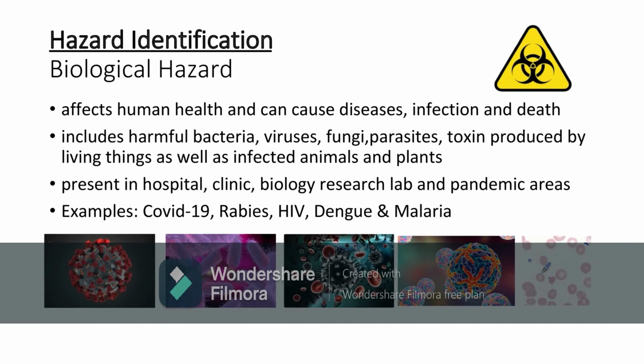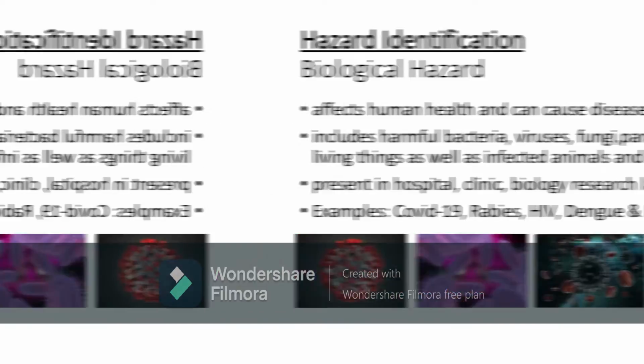The first type is the biological hazard. It affects human health and causes disease, infection, and death. These include harmful bacteria, virus, fungi, parasite, toxin produced by living things, as well as infected animals and plants.